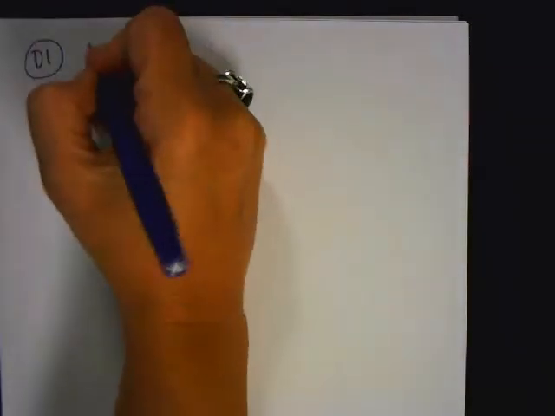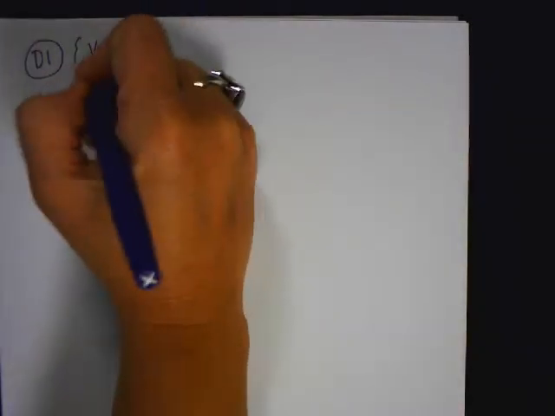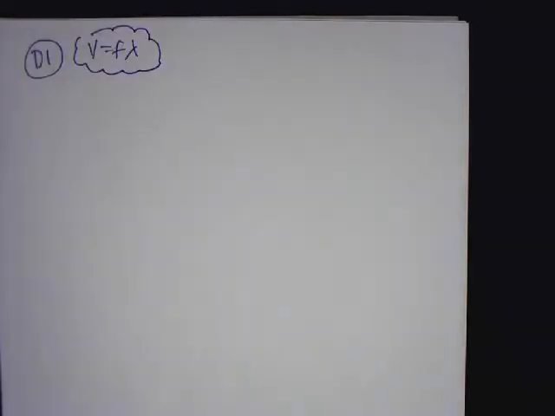Okay, we're going to look at D1. So D has to do with wave speed. The one equation is V is equal to F lambda. That's our equation for practice D.